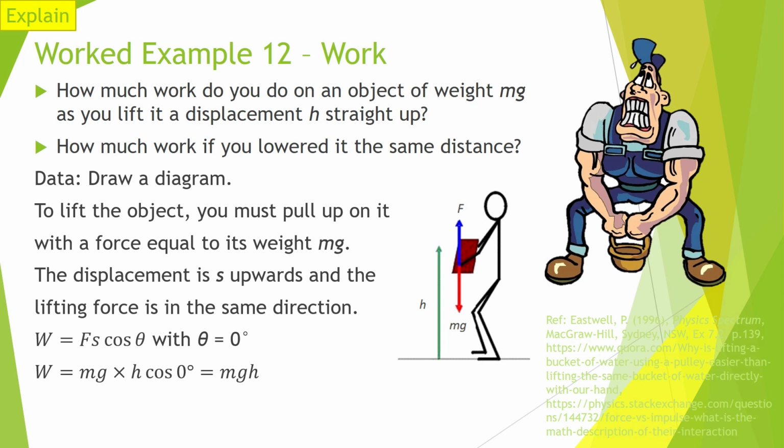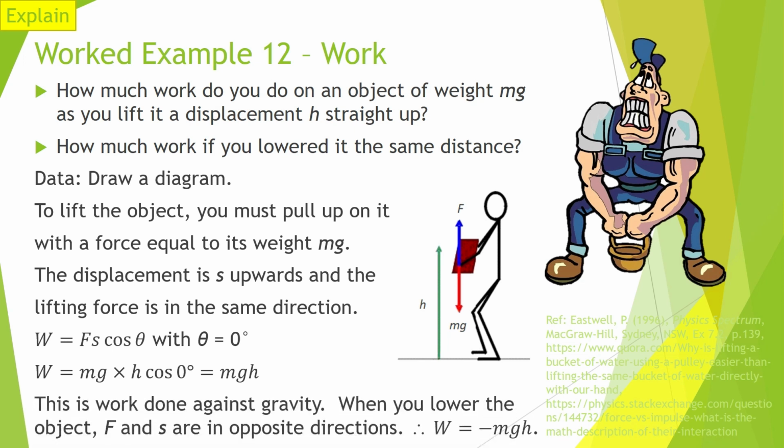And work, where F is mg, that's the weight, times h cos theta. Now cos theta, or cos of 0, is 1. So we now end up with work equals mass times g times h.